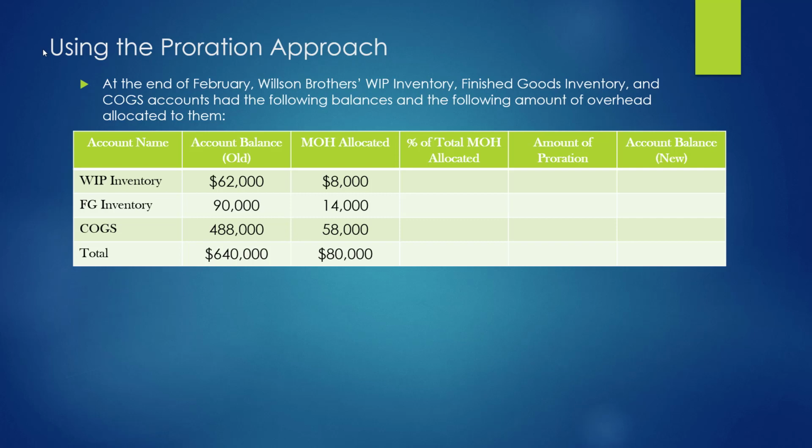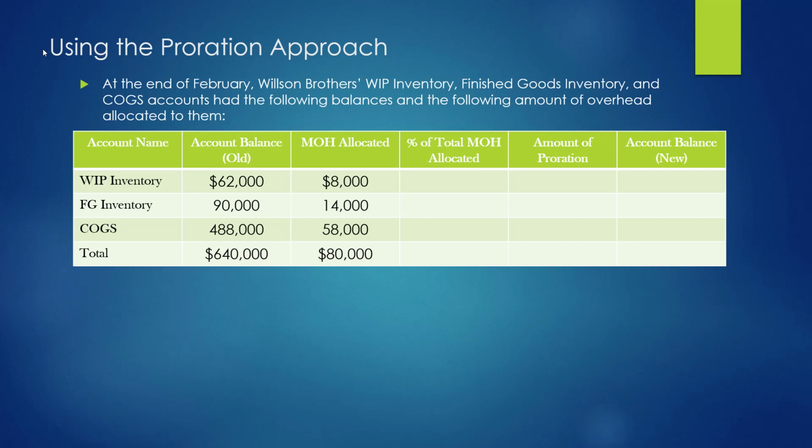And referencing the job cost records, they figured out that $8,000 of that $62,000 that went into WIP was from manufacturing overhead being allocated. $14,000 of that $90,000 that's in finished goods is from manufacturing overhead, which was allocated out of the pool, and $58,000 of the $488,000 in COGS was from manufacturing overhead, which was allocated out of the pool into jobs which they eventually sold. And that's how they spread out the $80,000 worth of overhead that they've allocated.